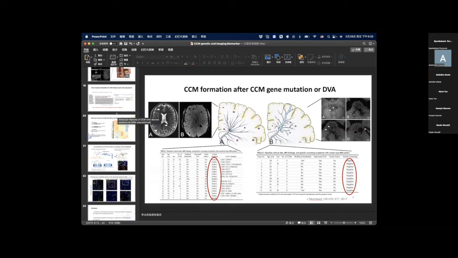But one question, one problem is that normally it's multiple lesions. So what kind of spatial lesion would you recommend to treat if you find this kind of mutation? Oh, it depends on the size or some spatial.